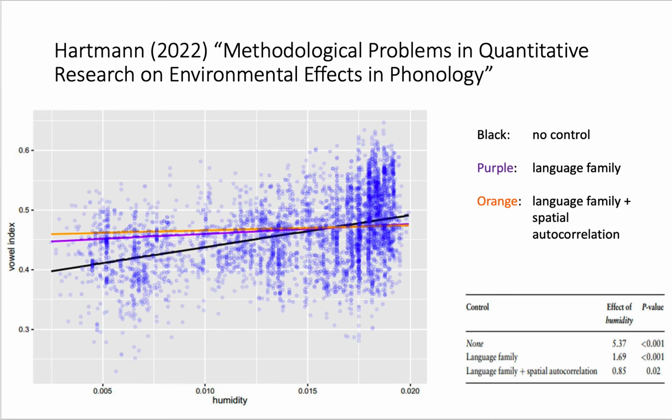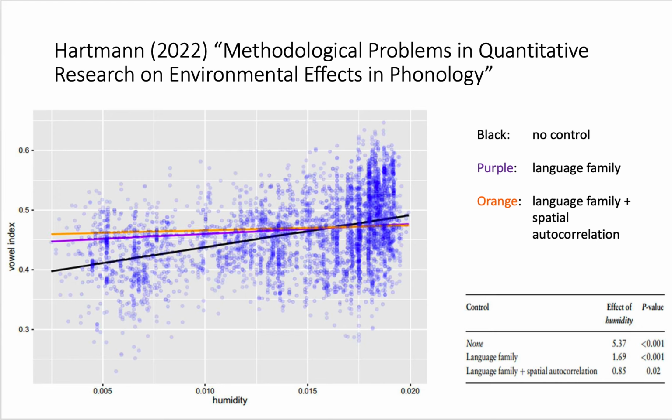And here there's one paper that has critiqued part of this work. This is actually a figure plotting the same data as you just saw on the previous slide. It's a study by Hartmann et al. called Methodological Problems in Quantitative Research on Environmental Effects in Phonology. The study in this paper tries to demonstrate that there are two reasons why the work on environmental effects on phonological variables is problematic.